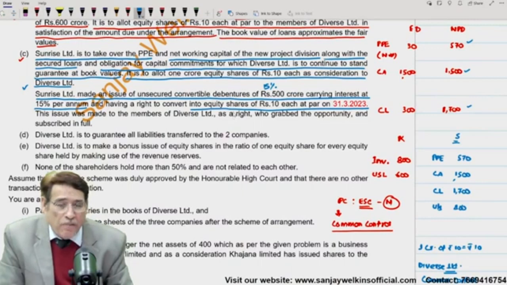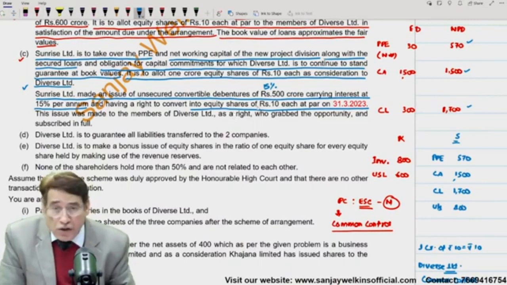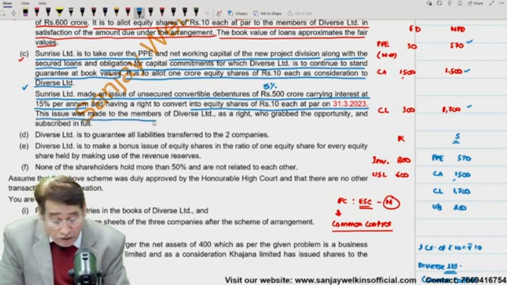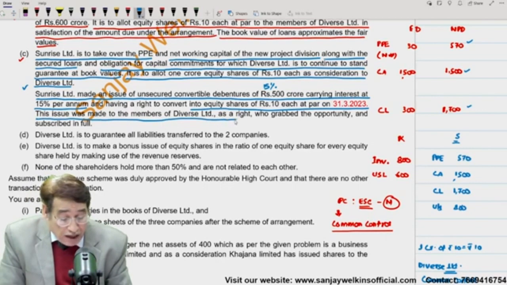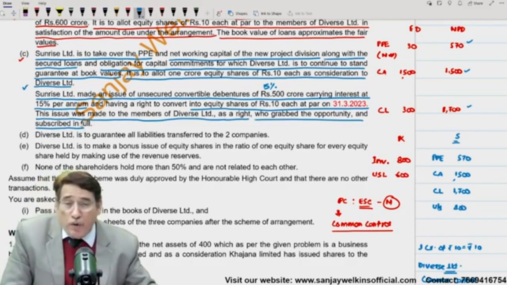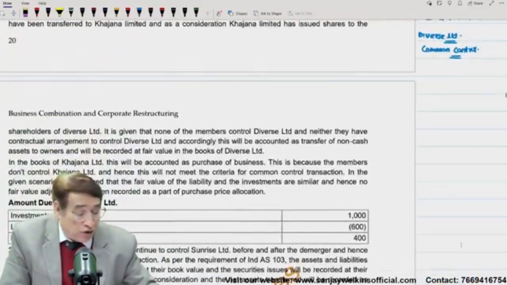Point is this, but right now Sunrise Limited is issuing 500 crores worth of debentures. This issue was made to the members of Diverse Limited as a right, who grabbed the opportunity and subscribed in full. Now, this is the most tricky point of this particular question.